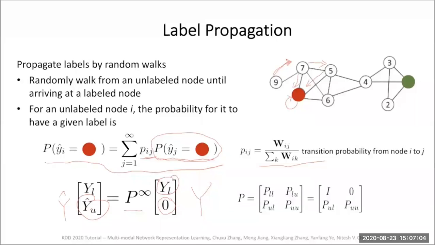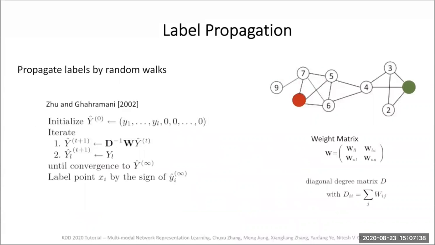This transition probability is defined in this way. As we know, the labeled nodes will stay with themselves, will not go to any other nodes. Then the top part of this transition probability matrix P is made of this identity matrix and 0. And the second part of this transition probability matrix P is calculated based on the edge weight. You can see there is no embedding learned in this process, and the label propagation algorithm can be implemented in an iterative way as given here.